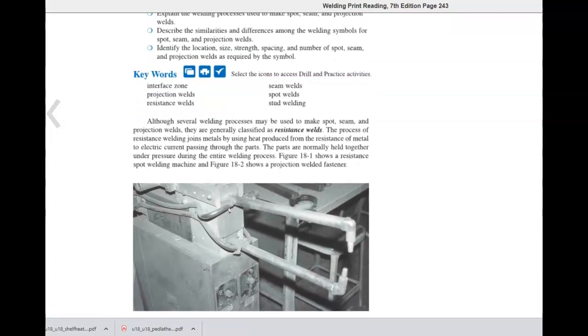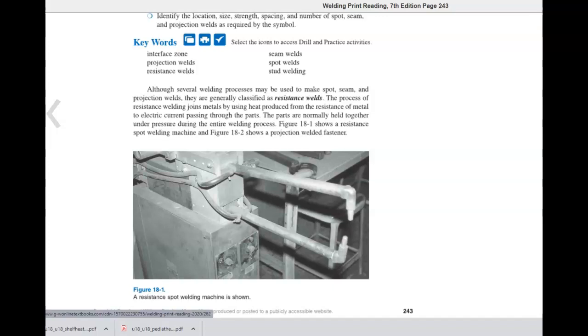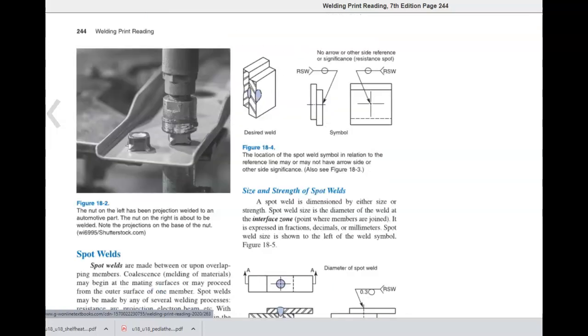Figure 18.1 shows a resistance spot welding machine, and 18-2 shows the projection welded fastener. The nut on the left has been projection welded to an automotive part. The nut on the right is about to be welded. Note the projections on the base of the nut.